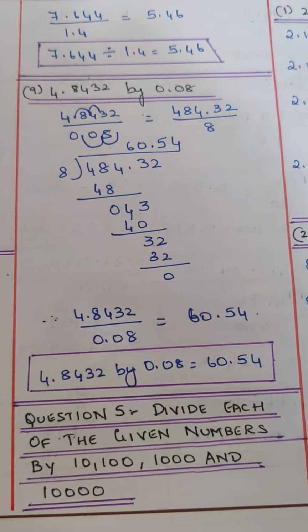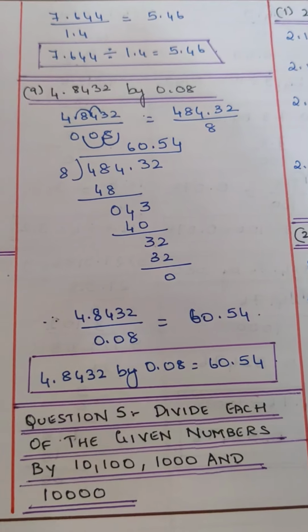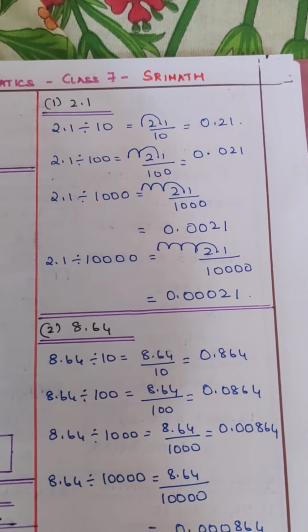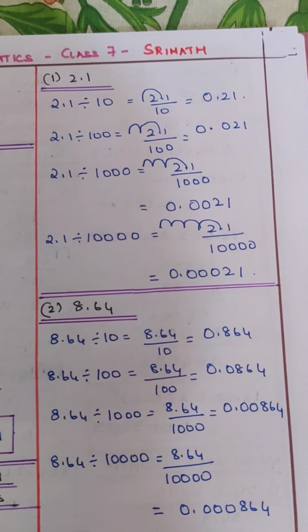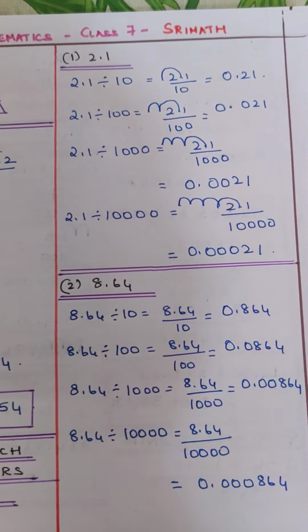Question 5. Divide each of the given numbers by 10, 100, 1000 and 10,000. I have elaborately done the first one, and from the second onwards it's just easy. I will just go through it. You can use my video as a reference video.